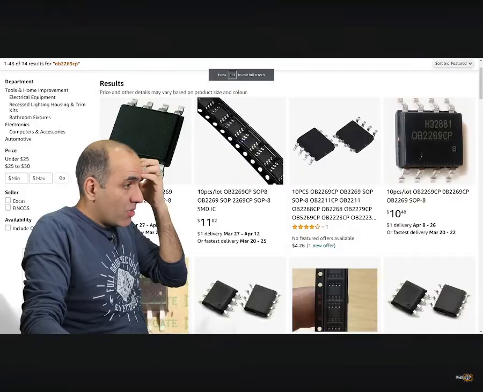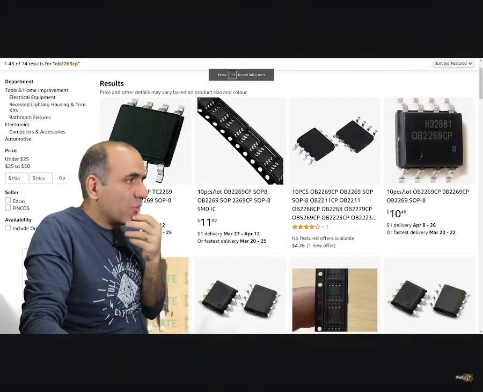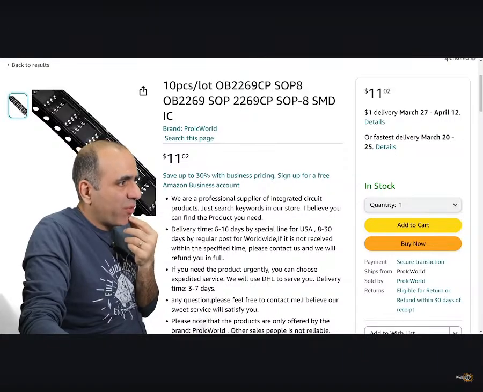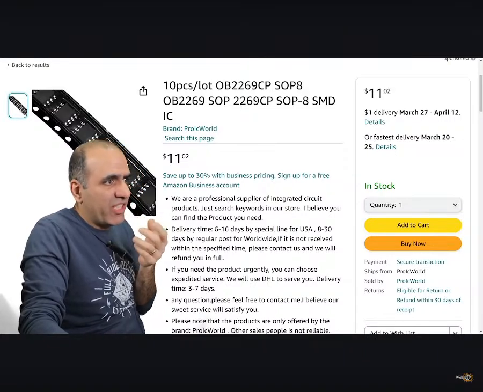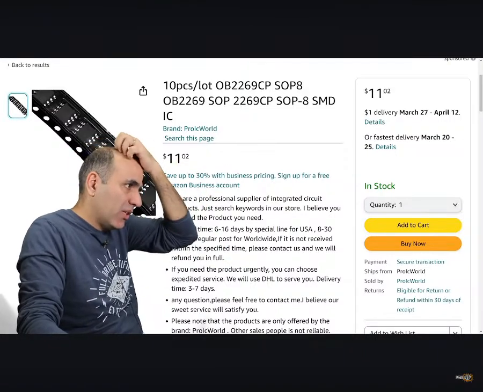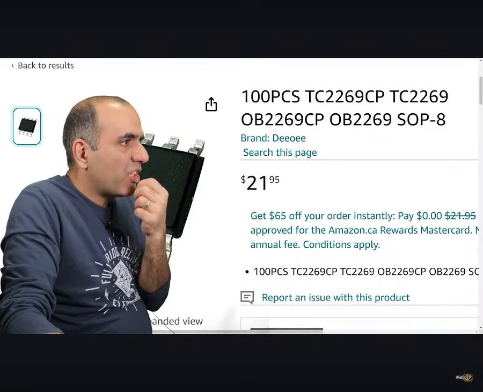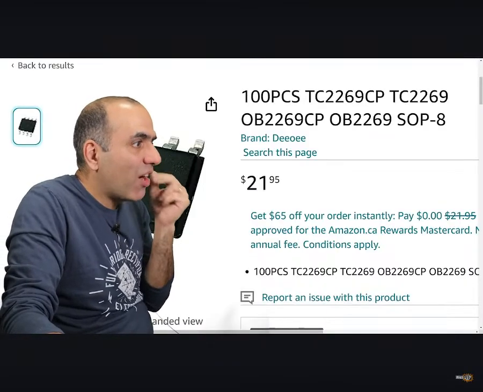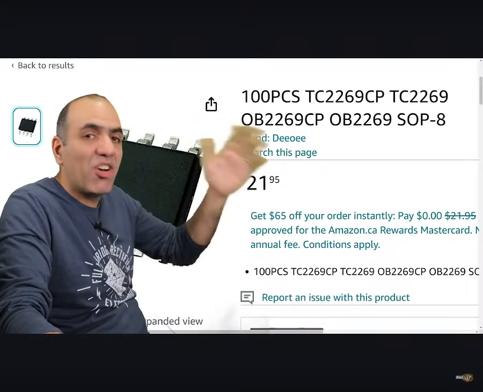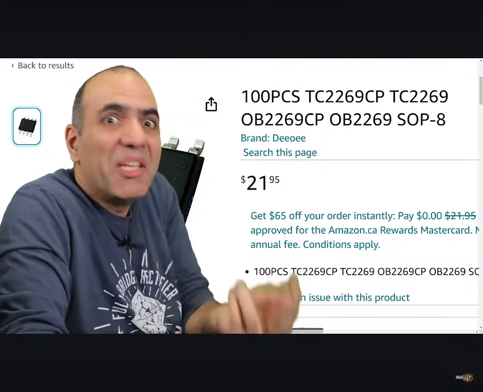No problem. Replacing this chip is no problem for me. We just need to find the replacement. It's nowhere to be found except Amazon, where I can get 10 pieces for $11 and receive it after a month. I just need one of them though. Maybe I should get 100 pieces for $22 and throw 99 of them into garbage. But that single one will be 22 cents.